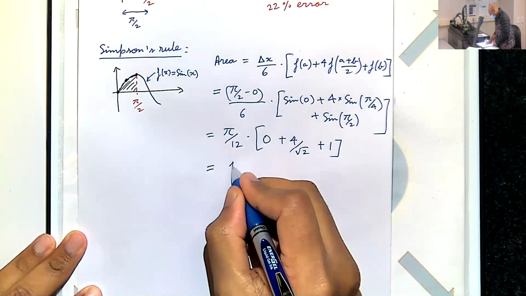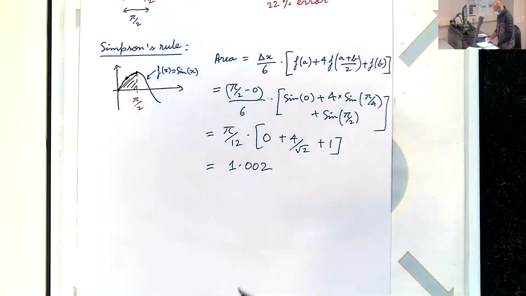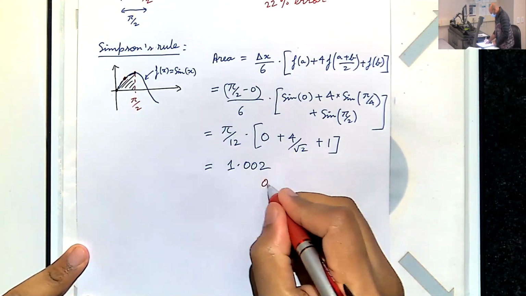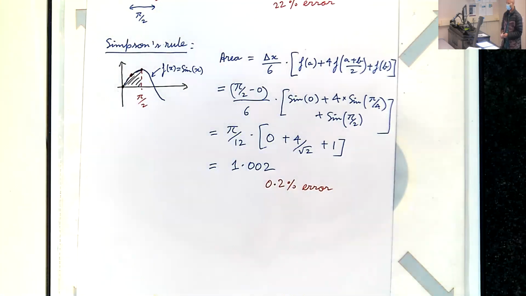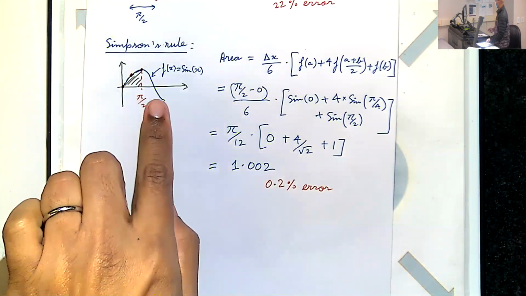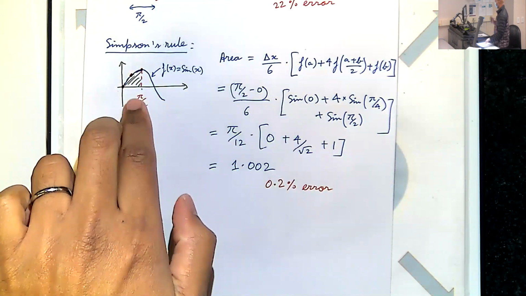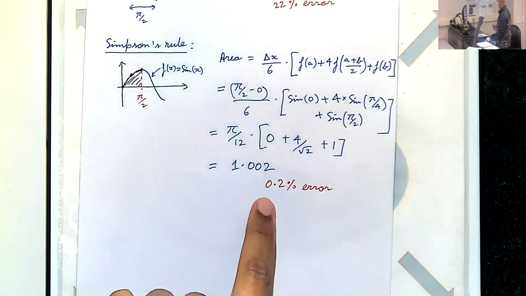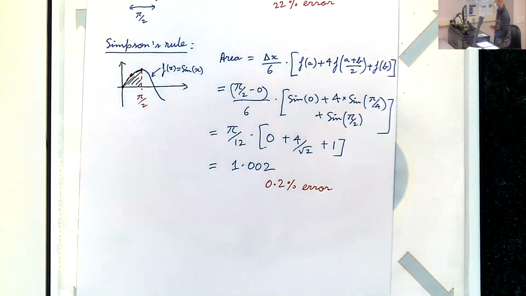And when you compute this, it's 1.002. Okay, so this is 0.2% error. So just with a single, not a box, just with a single discretized element, we are almost perfect. If you start cutting this up into smaller and smaller segments, you'll get almost 1, which is the correct answer.